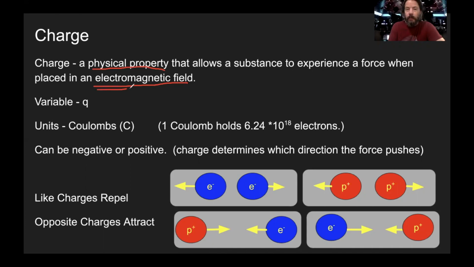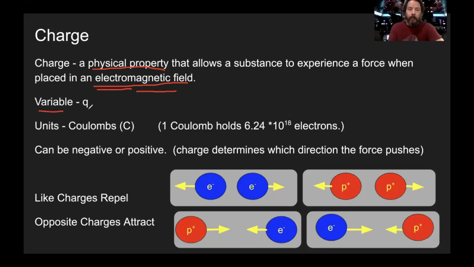We're going to talk about electric fields first, and then later we're going to talk about magnetic fields. In more advanced physics, electromagnetic fields are really just the same thing, different aspects of the same phenomenon. Charge creates electromagnetic fields, and charge responds to electromagnetic fields. Charge is that property that allows the particle to do that.